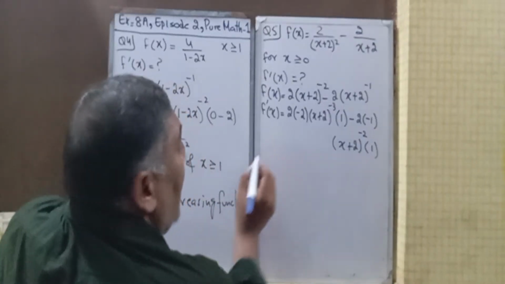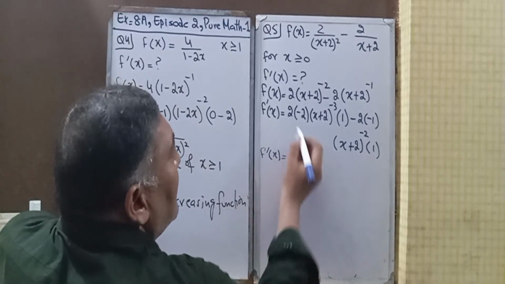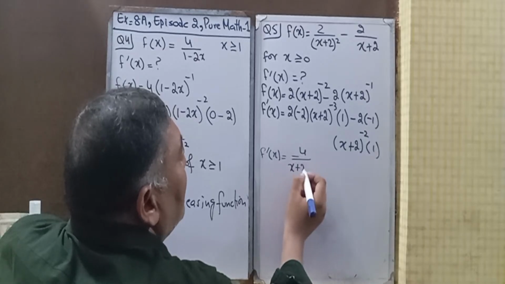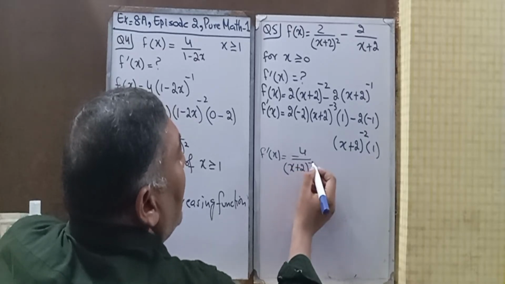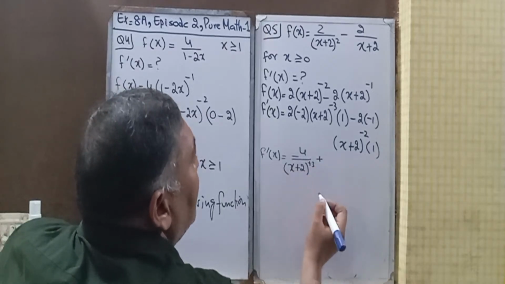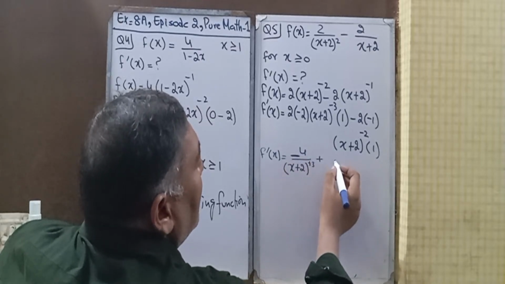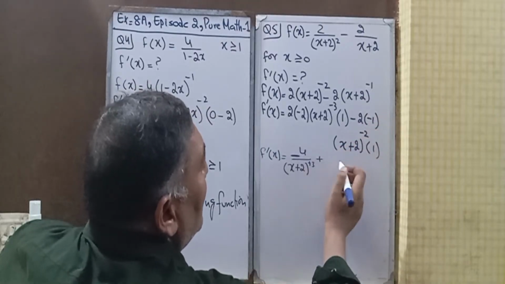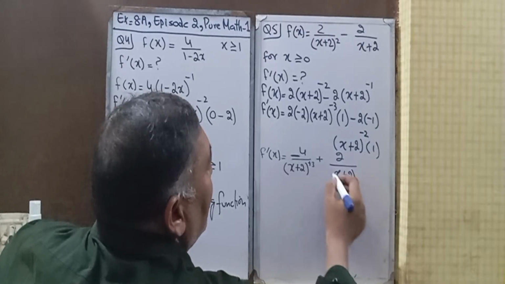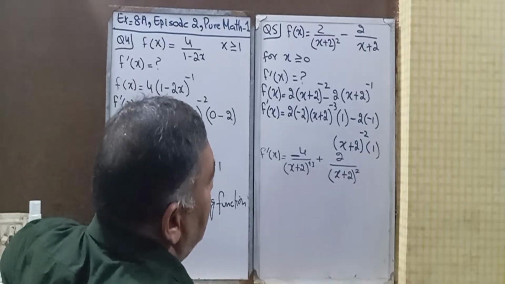Now I will simplify it further. This becomes minus 4 divided by (x plus 2) raised to power 3, and this becomes positive, plus 2 divided by (x plus 2) whole square.